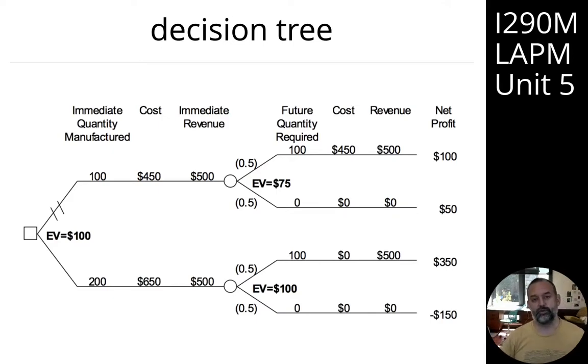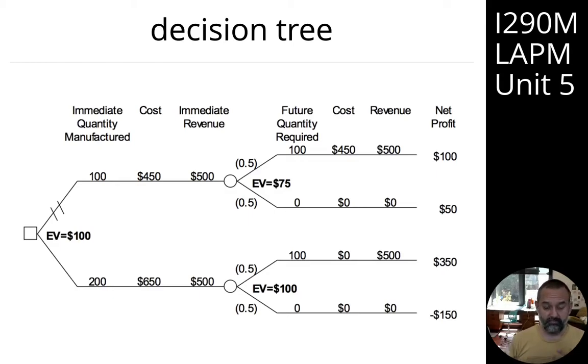So you should have drawn something like what I've shown now. And I'm going to talk through this so you can see how it works. So we've got two options. The first option is to manufacture 100,000 boards now. That's going to cost us $450K, which is the $200,000 cost of manufacturing the boards, plus the $250,000 fixed cost of manufacturing. And we're going to get $500K from that right now.